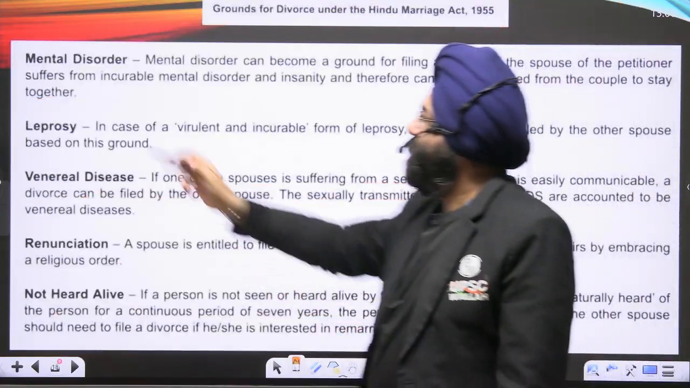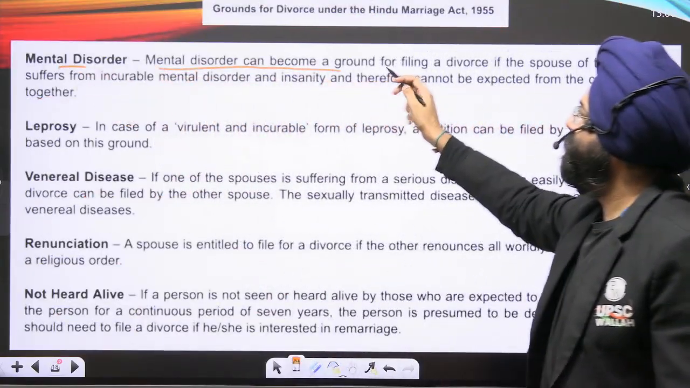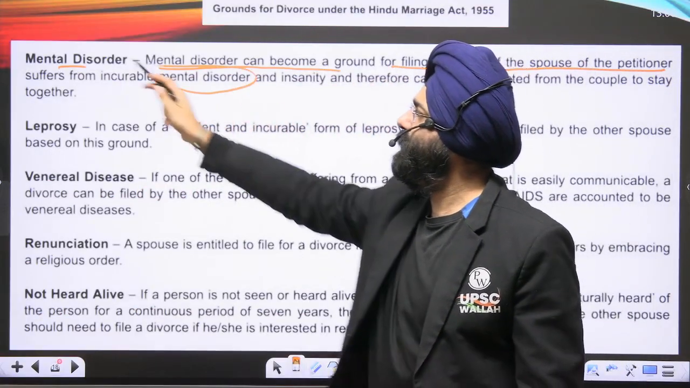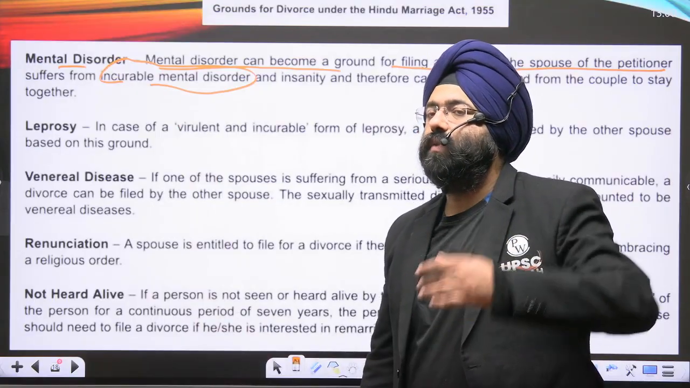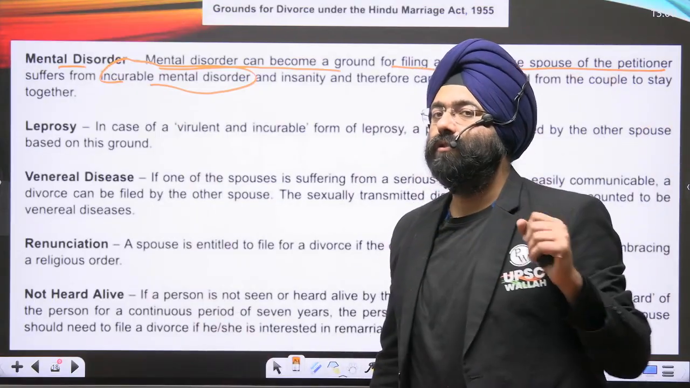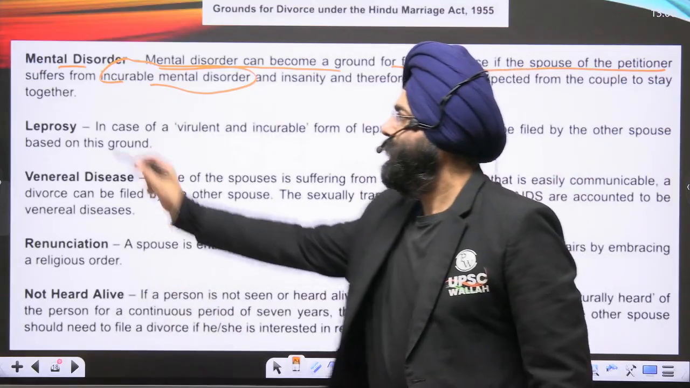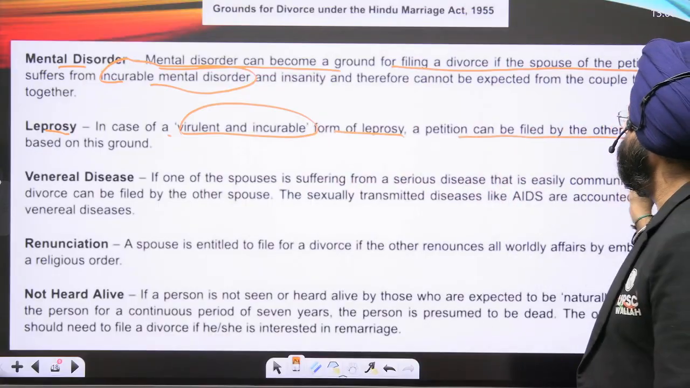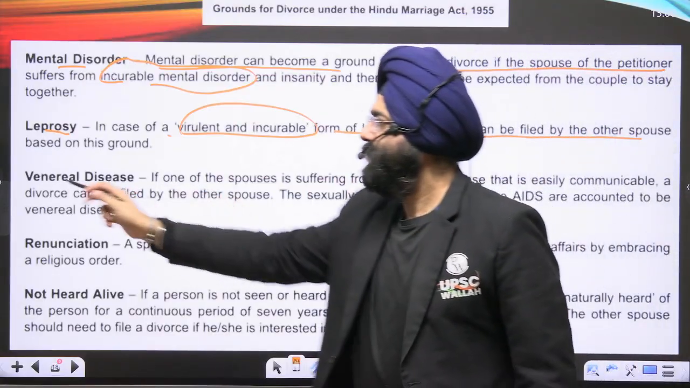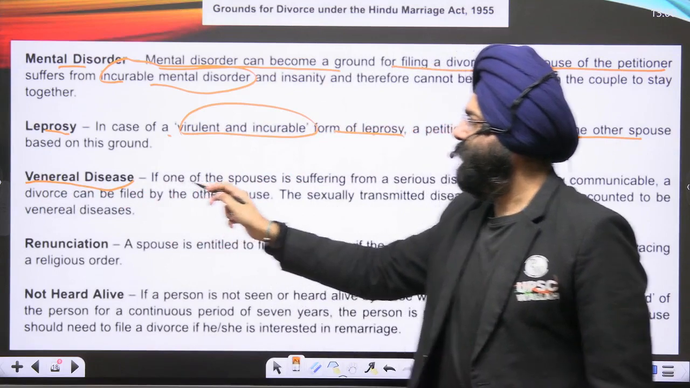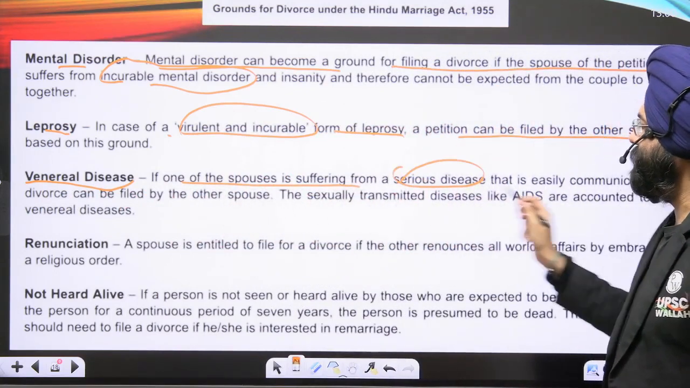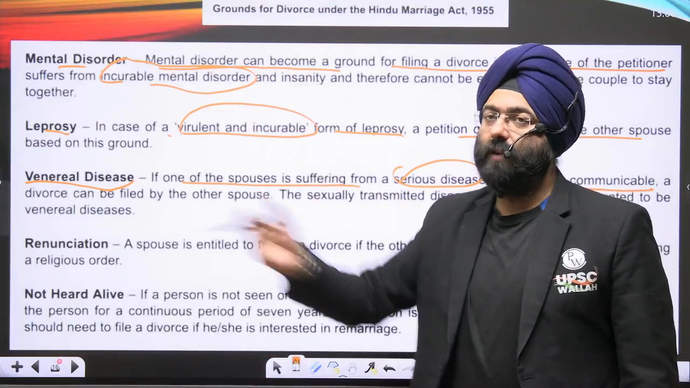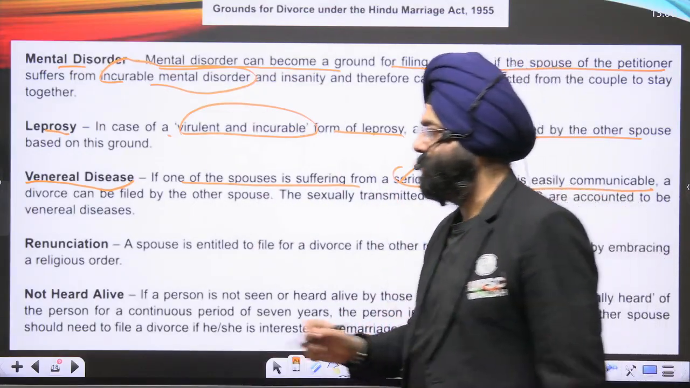Next is mental disorder. Mental disorder can become a ground for filing a divorce if the spouse of the petitioner suffers from an incurable mental disorder, because that will impact the mental health of the other spouse also. So that is why this is also a ground. Leprosy. Again, this is a virulent and incurable form of leprosy. A petition can be filed where divorce can be given. Then venereal diseases. If one of the spouses is suffering from a serious, easily communicable disease, let us say AIDS, that will impact the health of the spouse also. So in that case, divorce can be granted.